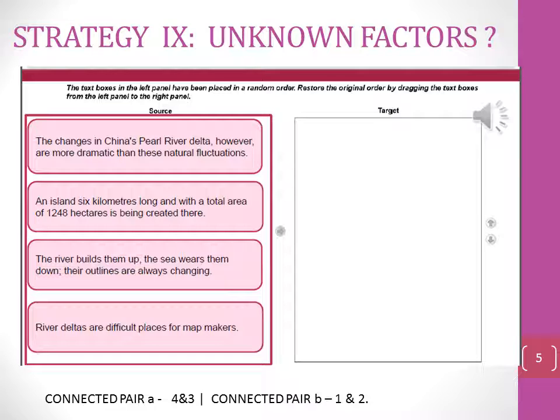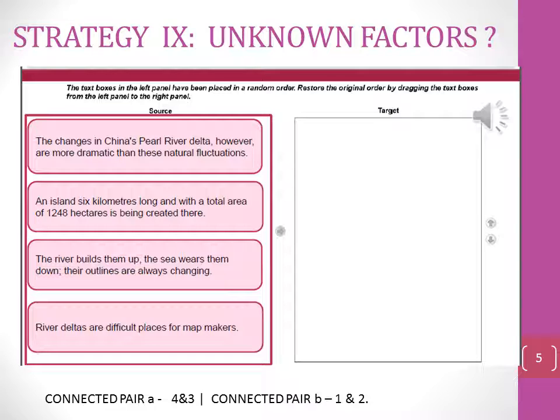Now I want to look at the overall sequence. I've already done previously strategy number 7, repeat words and clues. A repeating word, changing and changes. Can you see sentence 1 has the changes? Remember, the article the is something specific that I have done in my previous lessons. Changes is a repeat word with changing in sentence 3. So 1 and 3, deltas are always changing. The changes in China's Pearl River Delta, however, are more dramatic than these natural fluctuations.